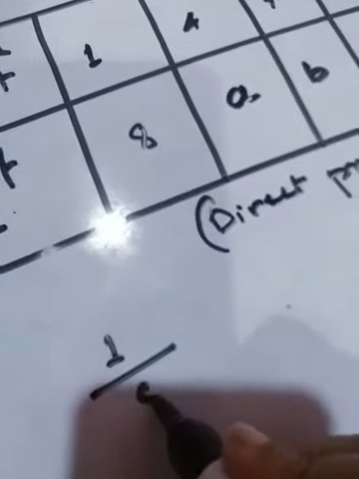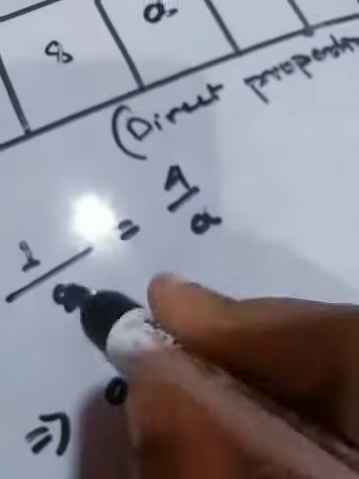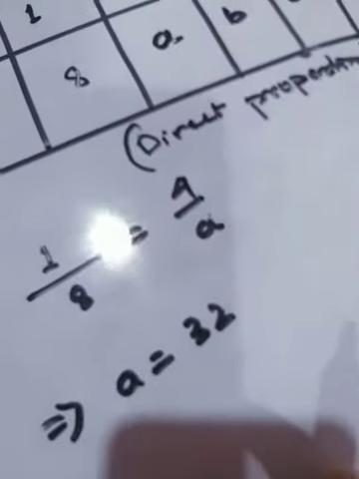Fine. Now the first thing we'll do is get the value of A. So how to get it? When it is a direct proportion, students, you also have to learn how to write it. That is 1 by 8 is equal to 4 by A. Now we'll do the cross multiplication. A into 1 is A and 4 into 8 is 32. So the value of A is 32.